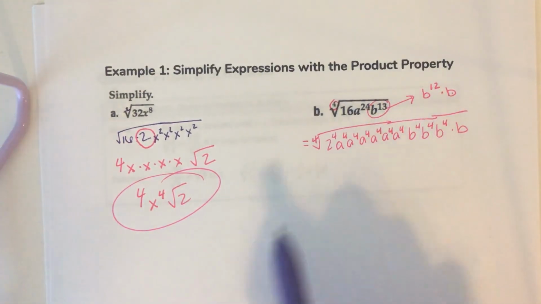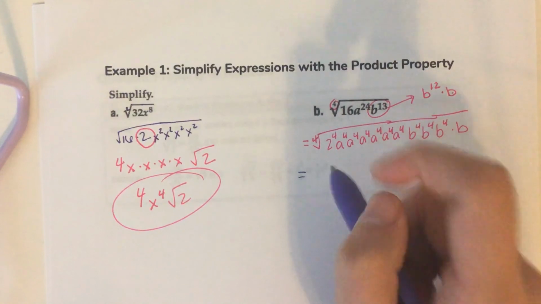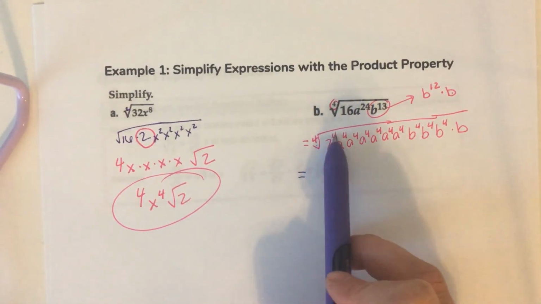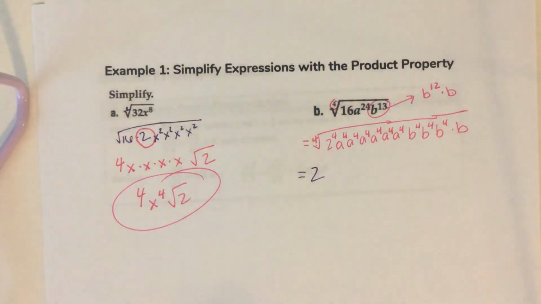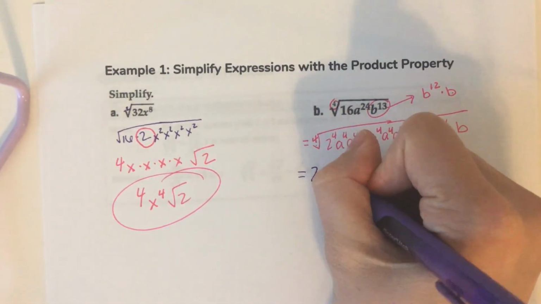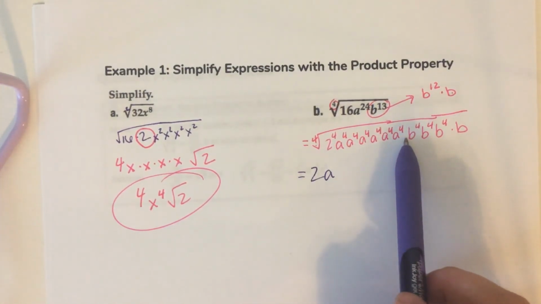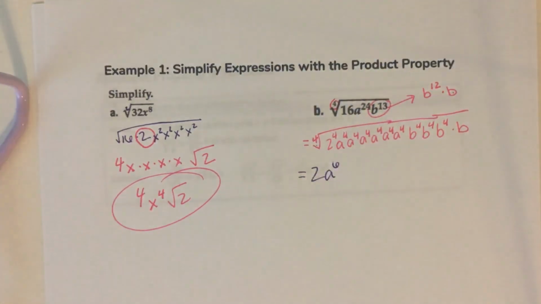So rewriting this out the long way, like we've done a few times now, this is what it's going to look like. From here, I just move down this list and take the 4th root. Well, the 4th root of 2 to the 4th is just 2. The 4th root of a to the 4th is just going to be a. And I have 1, 2, 3, 4, 5, 6 of those total, so I can use that as my exponent there.